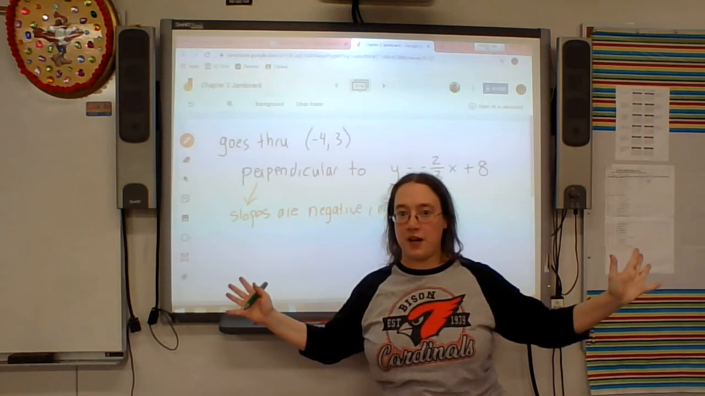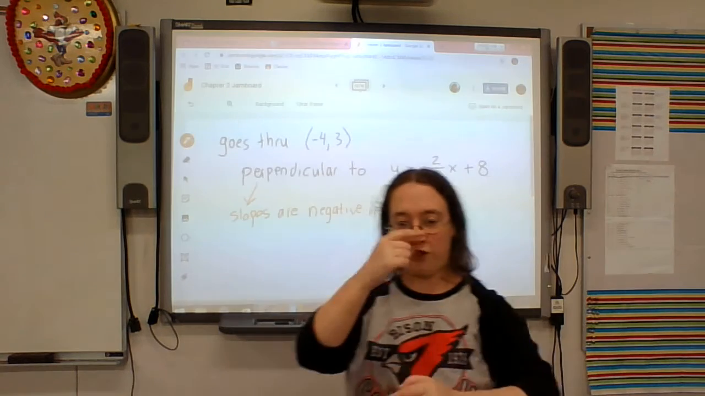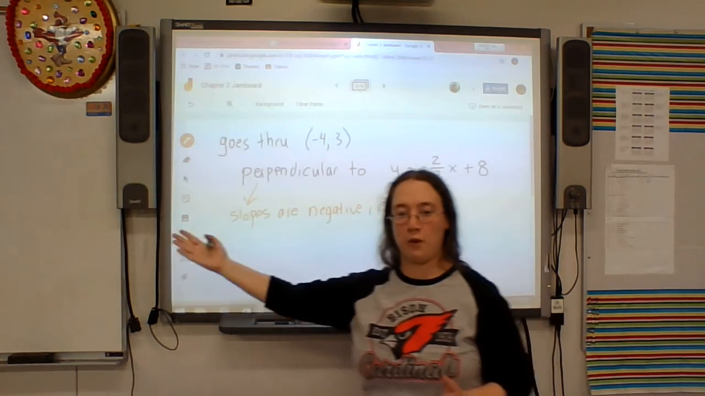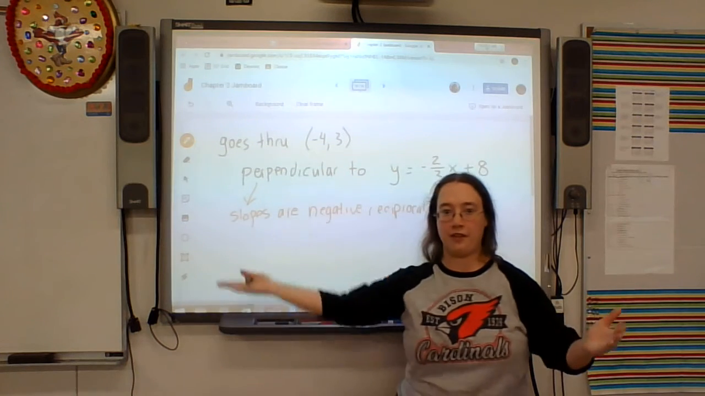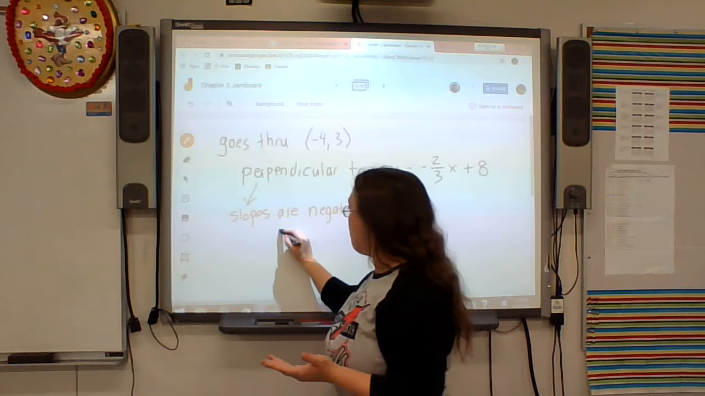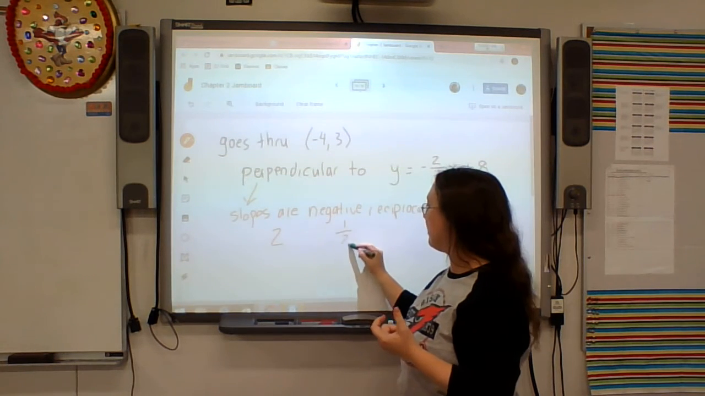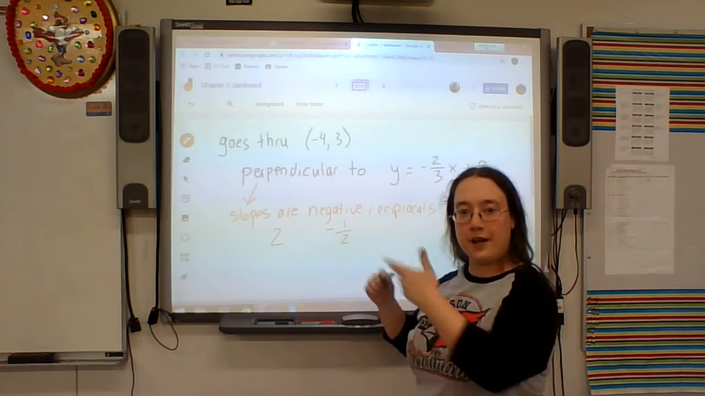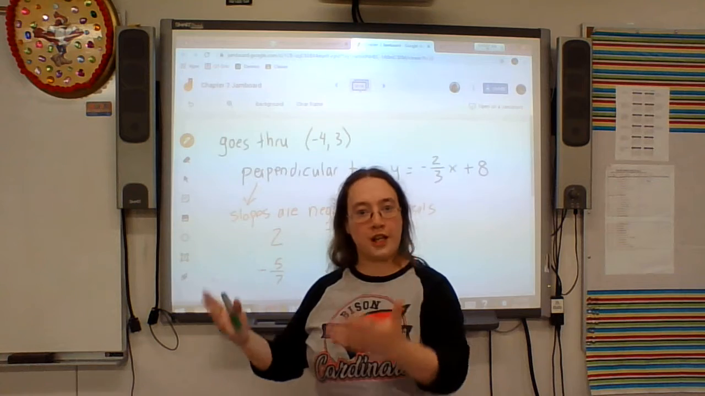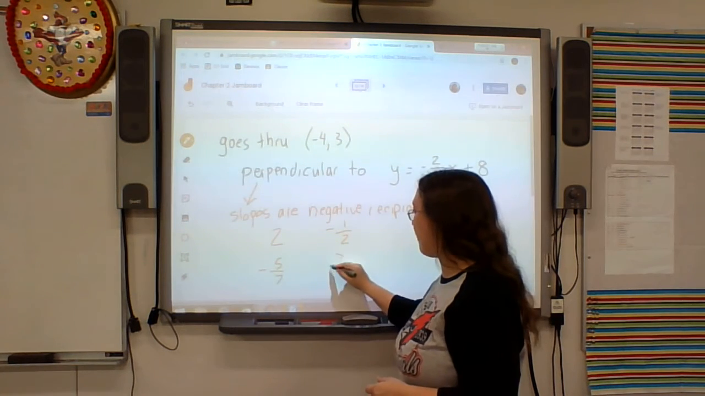That's just a fancy way of saying that your slopes are flip-flopped. So if they're fractions, they're flip-flopped, and then one of them is positive, one's negative. So if you're starting off with one that's positive, it's going to be negative. If you're starting off with one that's negative, it's going to be positive. So for example, if we were starting off with 2, your reciprocal of that would be 1/2, but it's going to be negative. If you were starting off with, say, negative 5/7, then your negative reciprocal is going to be positive, flip that 7/5.